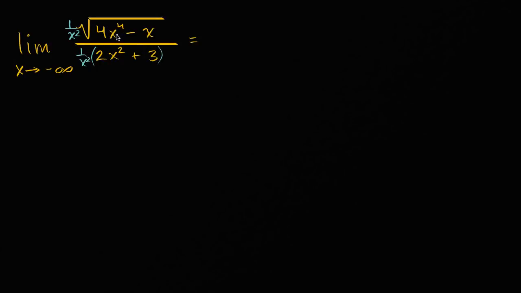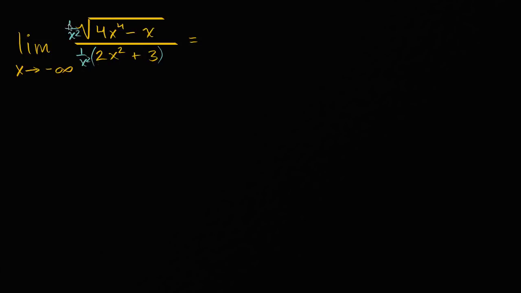Now you might be saying, wait, I see an x to the fourth here. That's a higher degree. But remember, it's under the radical here. You're going to take the square root of this entire expression, so you could really view this as a second degree term. So the highest degree is really second degree. So let's divide the numerator and the denominator by x squared.